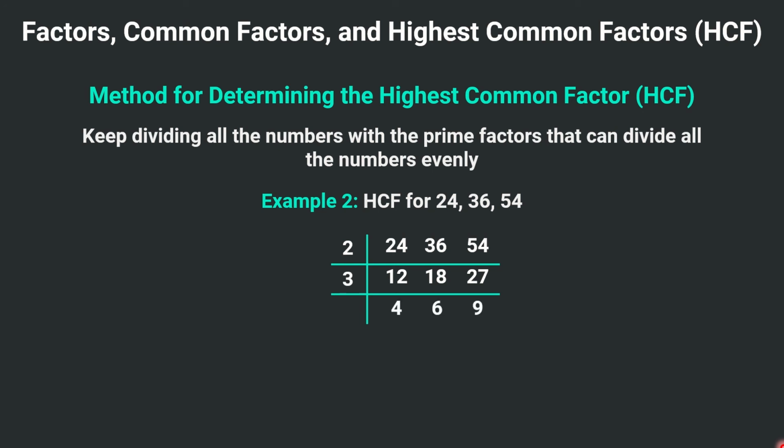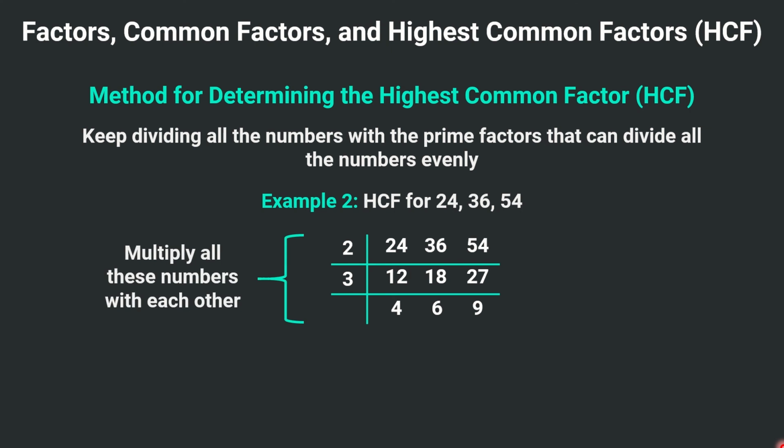Now as you can see, 4, 6 and 9 have no common factor. So we will stop our division here. Now all you have to do is multiply these numbers with each other. So 2 into 3 is 6. So 6 is the highest common factor for 24, 36 and 54. So this was the method for the calculation of the highest common factor for two or more numbers.